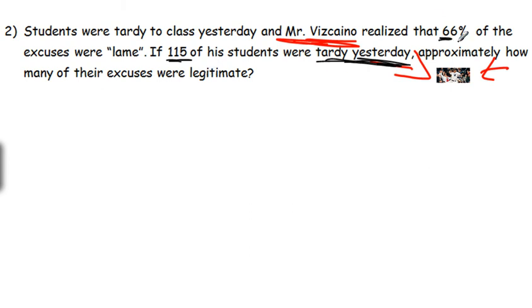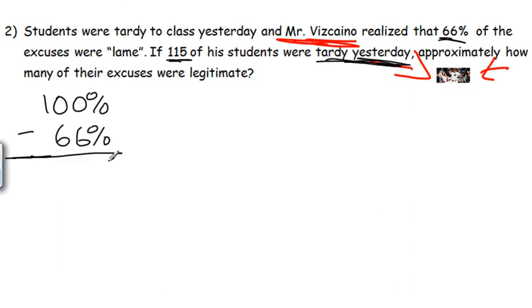So this is a percent problem. We can say, well, 66 were lame. We want to know how many were real. So we have to consider the difference here. If 100% of the tardy kids, and we don't really care about the kids with bad excuses, so we take them away, and that'll give us what percent we really care about. So 100 minus 66 is 34%. So 34% of the kids had a legitimate reason for being late.